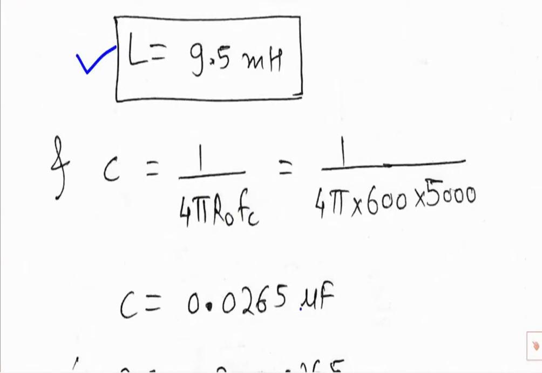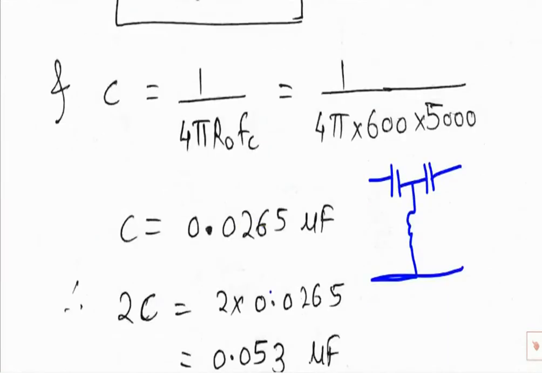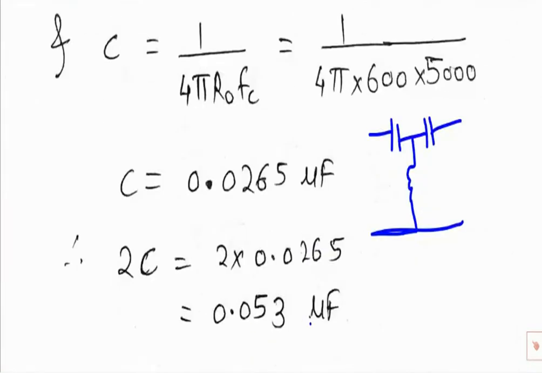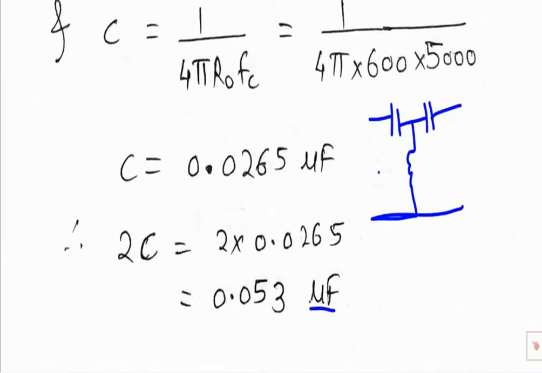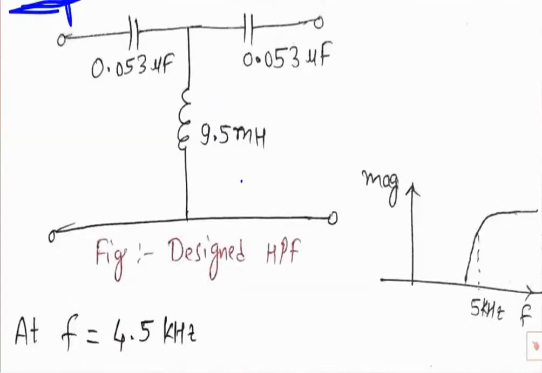So C is 1 upon 4 pi R naught Fc. Put the values, it comes out as 0.0265, but I want 2C. So I should calculate the value of 2C: 2 into 0.0265 comes out as 0.053 microfarad. Once designing is done, draw the circuit with component values: 0.053 microfarad, 0.053 microfarad, 9.5 millihenry. This is also an important step. Most of the students forget to draw the circuit. Circuit also carries marks. So this is the designed high pass filter.